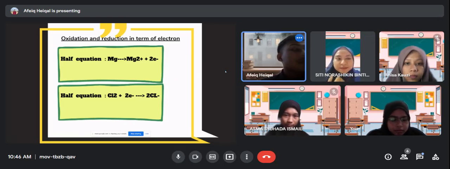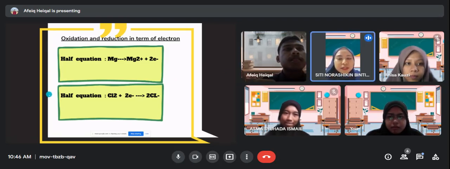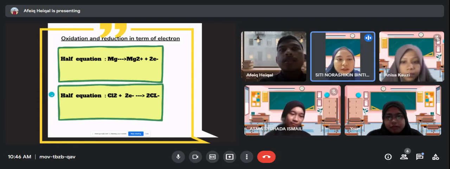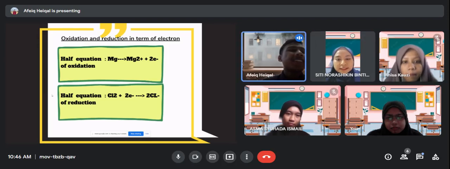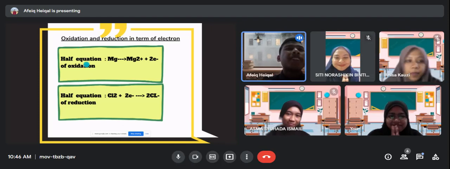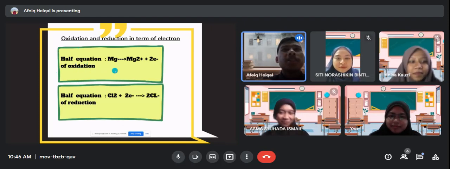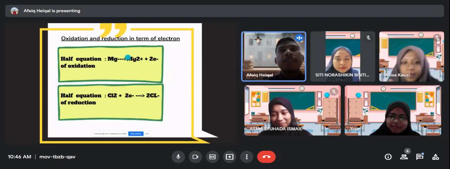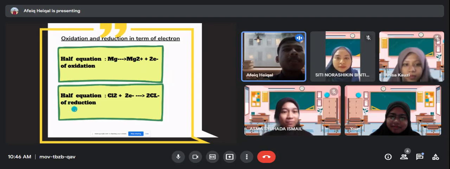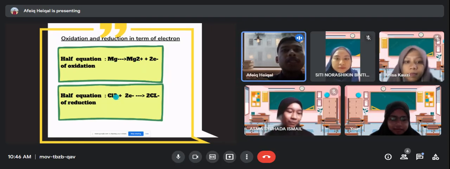I think for the first one is oxidation because it lost electron, and the second one is reduction because it accept the electron. Yes, that's true, thanks for the explanation. Like your friend said, the first one is oxidation because it lost the electron, from magnesium becoming the magnesium ion, and the other part is reduction because chlorine becomes the chloride ion, so it accepts the electron.